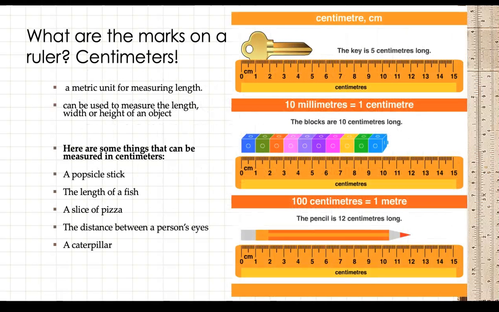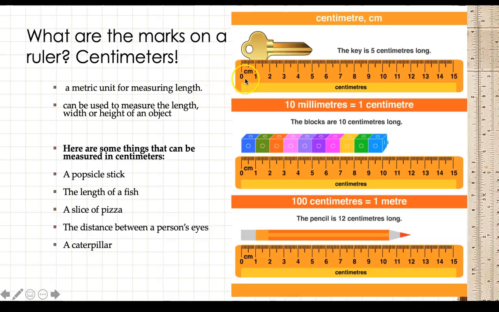So just to review, these marks on the ruler are called centimeters. This is a metric unit for measuring length. So we are using something called the metric system. The only place in the world that doesn't use the metric system is the United States. And because we're learning the Alberta curriculum, we are learning about metric units. So we use centimeters, okay? They can be used to measure how long something is, how wide it is, how tall it is.